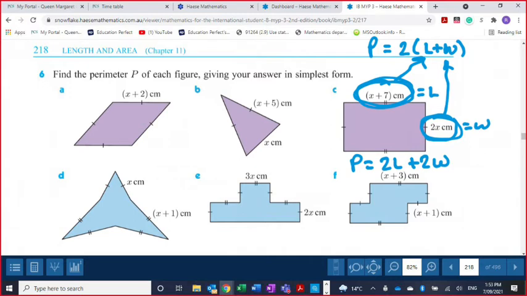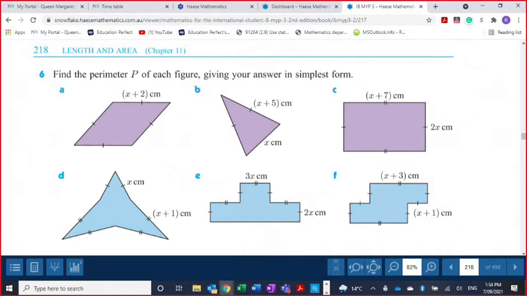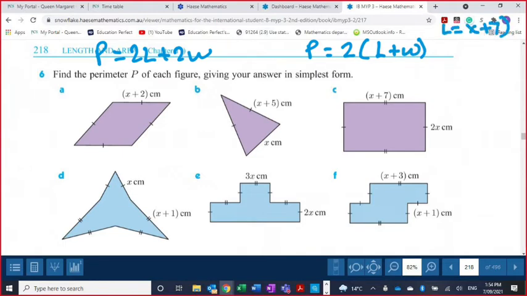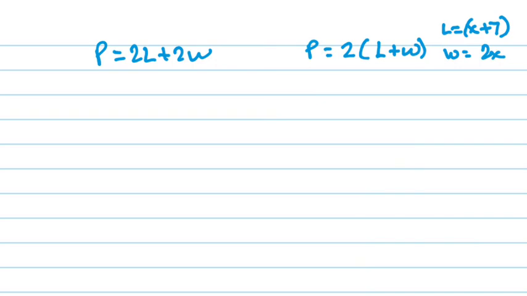So we'll do them side by side. We'll do them in parallel. Let me just put it up here to the side so that you can see, and then you can make your own choice. Sorry, so we have P equals 2L plus 2W, or P equals 2 times L plus W. So we have a length of x plus 7 and a width of 2x. Just give it some paper so we can work that out.